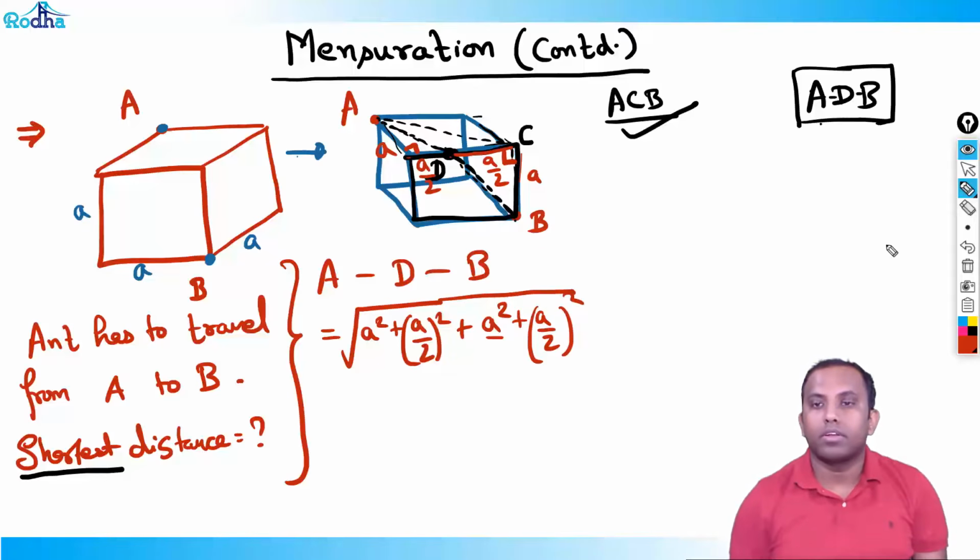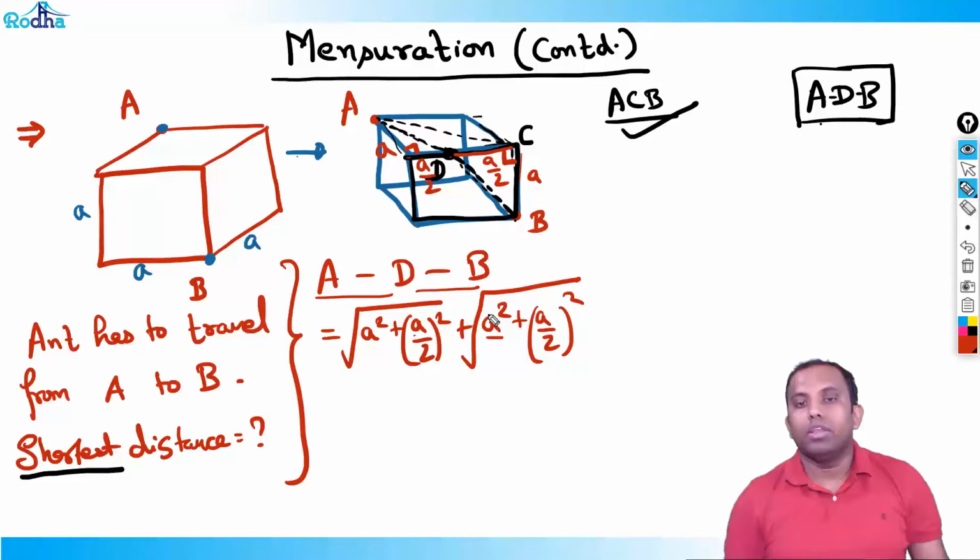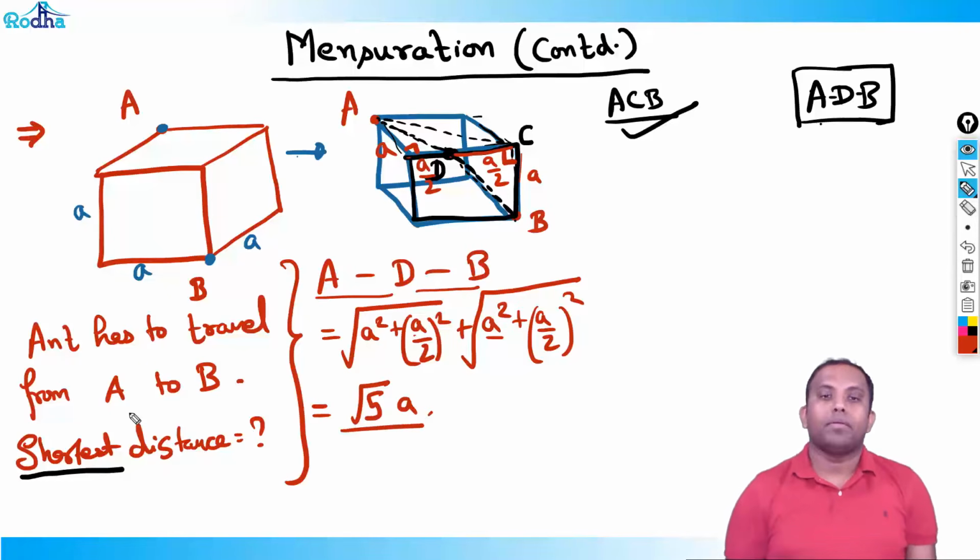This is the total distance, right? Not this. This is the total distance. This plus this, so AD plus DB. So if you solve it, you will get A square plus 4A square by 2, that is 5A square by 2. So 5A square by 2, and the answer will become root 5A.